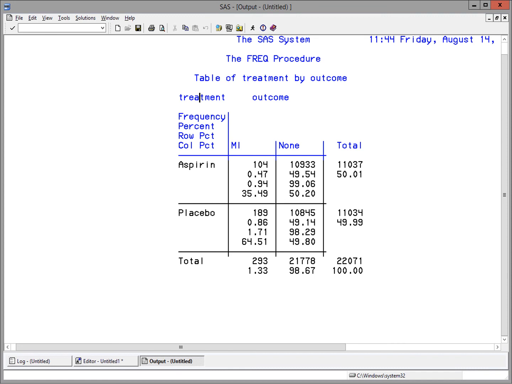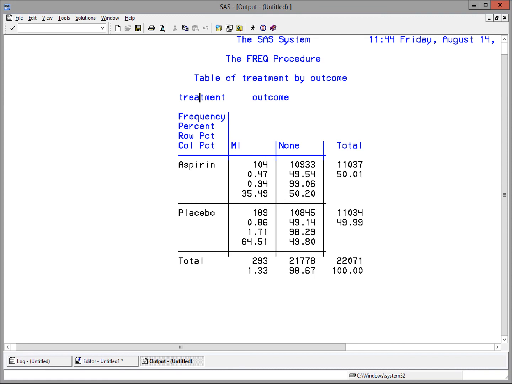If I look in the upper left of the table, I see the words frequency, percent, row percent, column percent. So what is SAS telling us? It's telling us that in each of the informative cells there's four numbers. The top number is the frequency, the number of doctors that had a myocardial infarction or that fall in that particular cell. The percent is the percent of the total overall physicians, the 22,071, that fall into that cell.